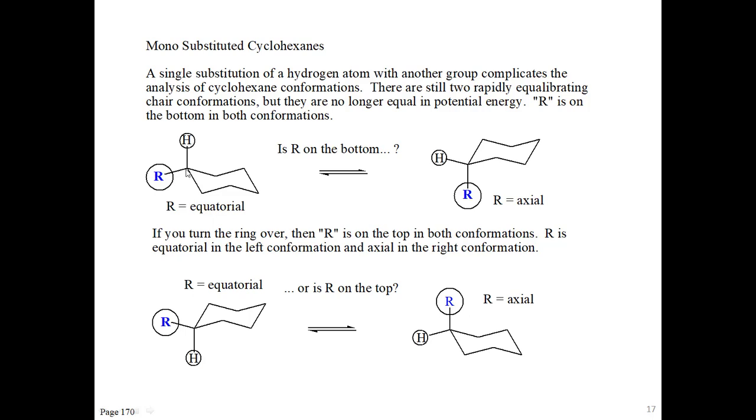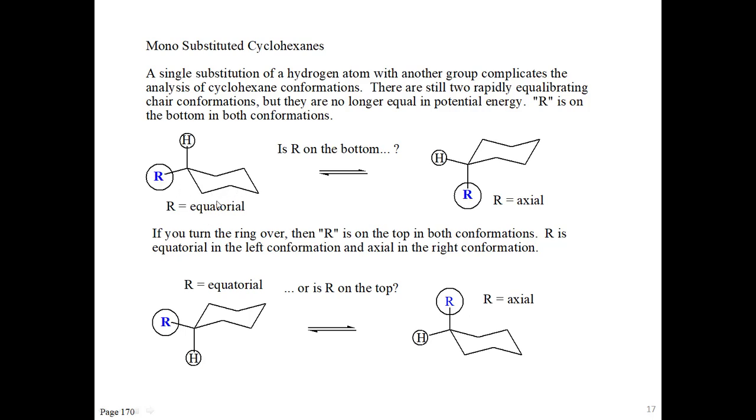Okay, so here I started off with the equatorial position. And then if I flip this position down, that would become an axial position. And we're going to have a problem bumping into these other axial positions over here on the bottom, that 1,3 diaxial interaction.